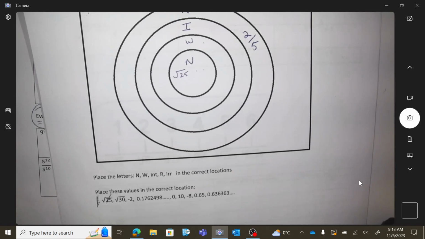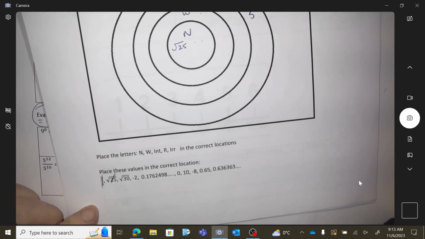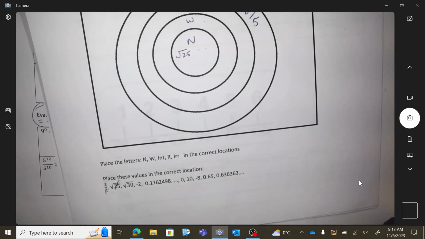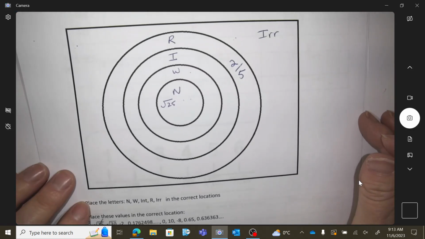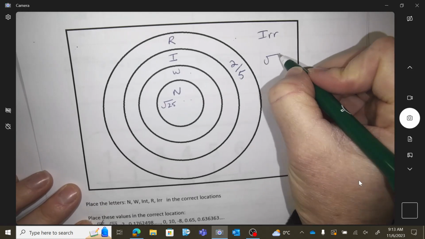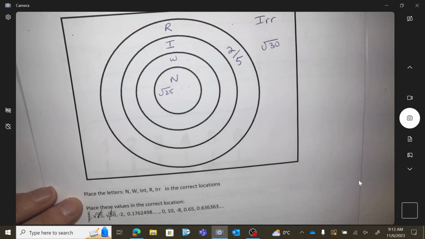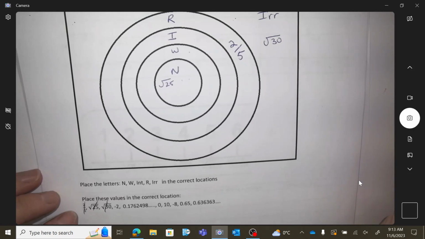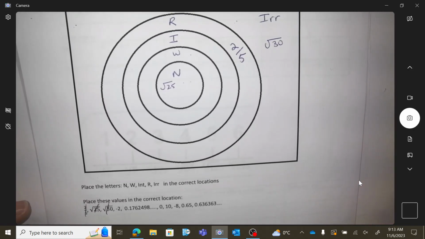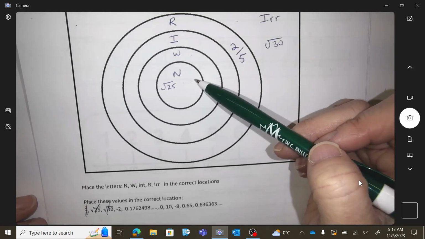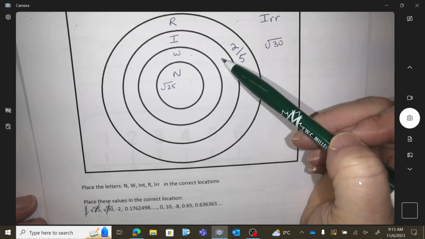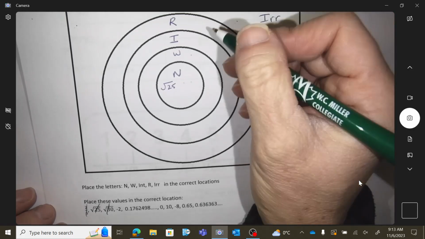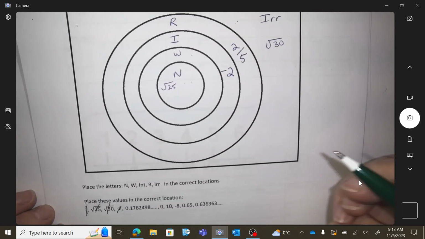Okay, square root of 30, would that come out nicely on your calculator? No, so it would probably be one of those where the decimal keeps going and going, random. So where would you put something like that? Irrational. -2. Natural, no. Whole, no. Integer. Once we hit integers, now we can include negatives.